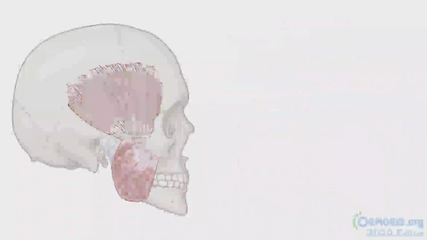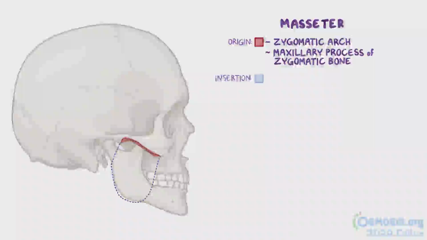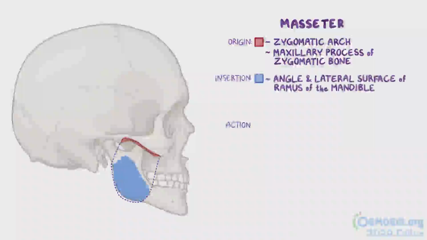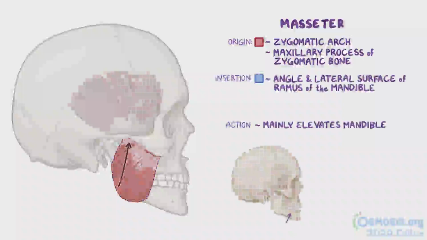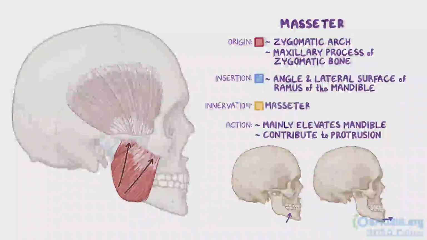The next muscle is called the masseter, and it's a strong muscle that originates on the zygomatic arch and the maxillary process of the zygomatic bone. It inserts on the angle and the lateral surface of the ramus of the mandible. The masseter mainly elevates the mandible, but superficial fibers contribute to protrusion, and it's innervated by the masseteric nerve.